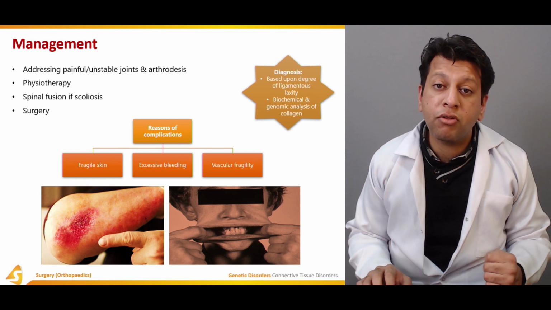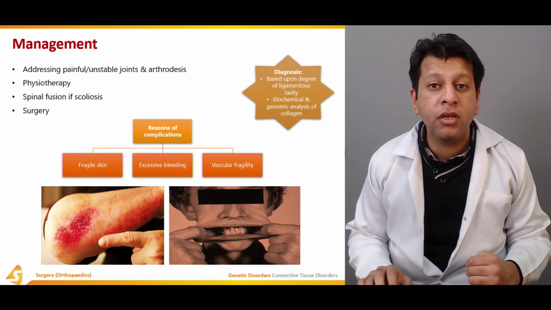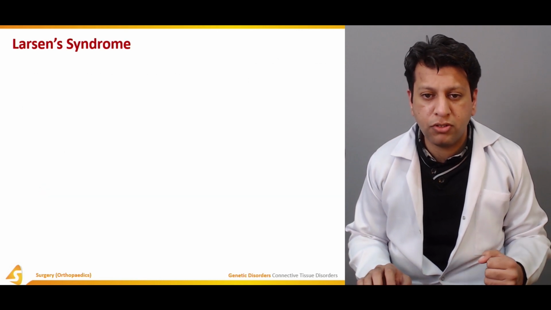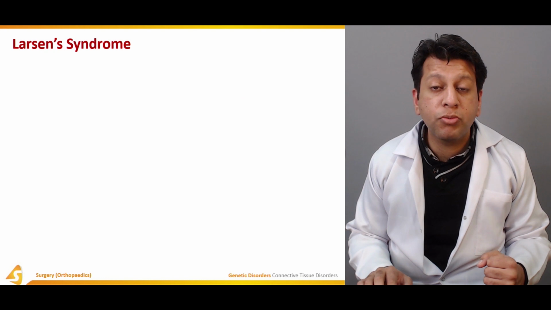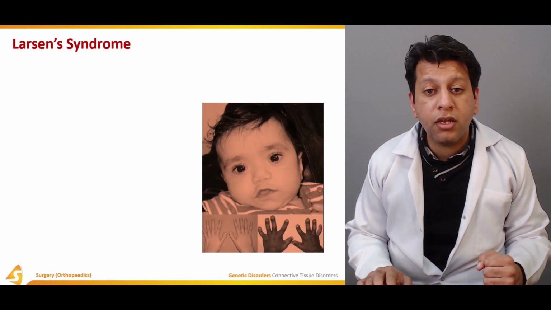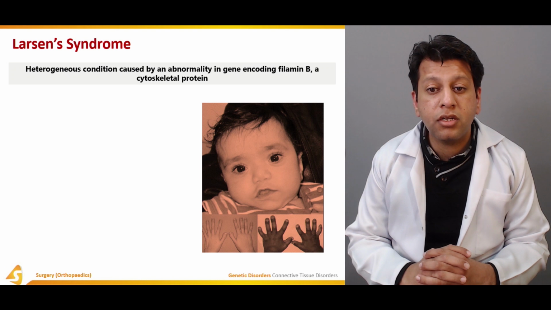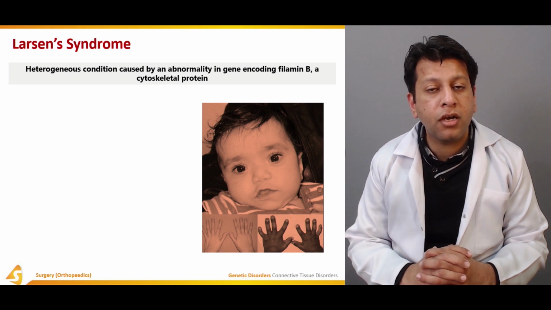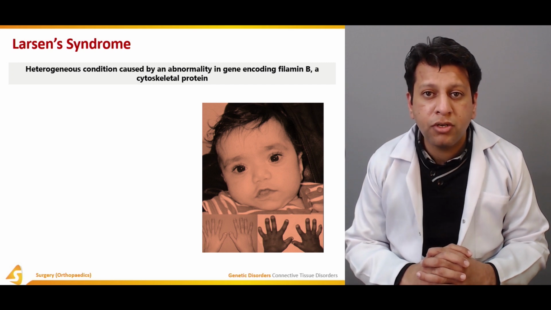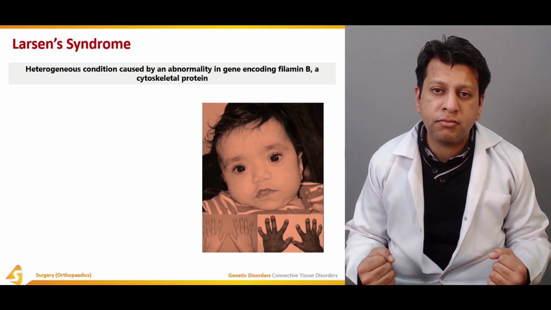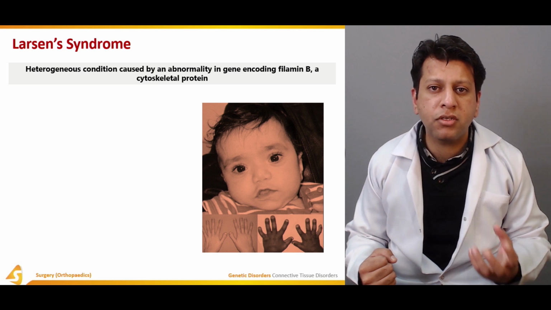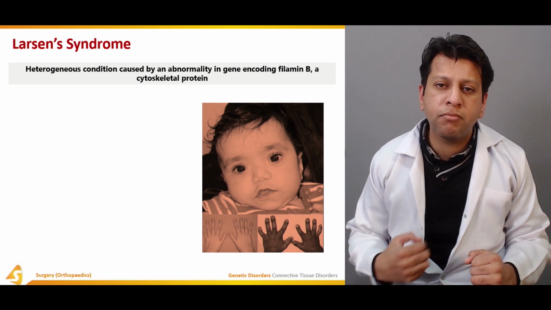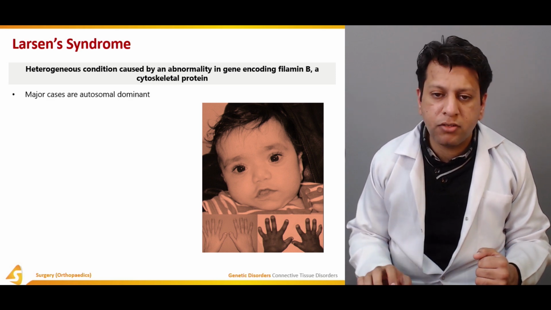Ligamentous laxity can be calculated by use of Beighton scoring usually, but this ligamentous laxity may be present in a number of other causes. Now coming to the second syndrome, which is called Larsen syndrome, it's also a heterogeneous condition caused by an abnormality in the gene coding for filamin B, a cytoskeletal protein as well. So it's also a part of a protein which is present in the collagen, which once not there, will further result in skeletal and joint abnormalities.